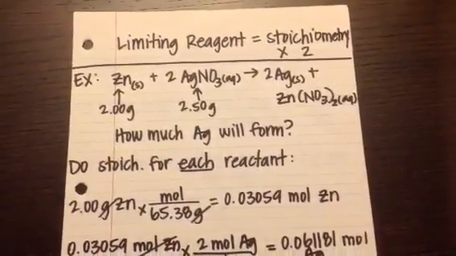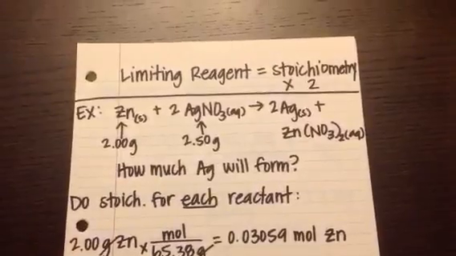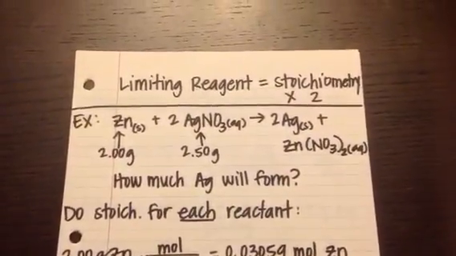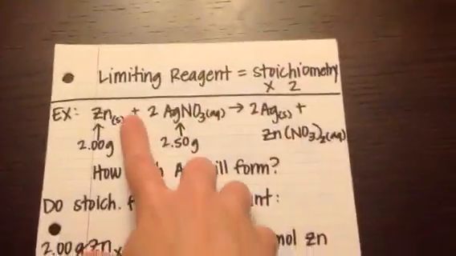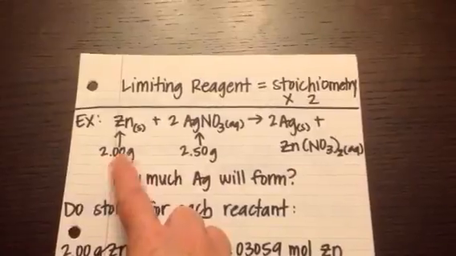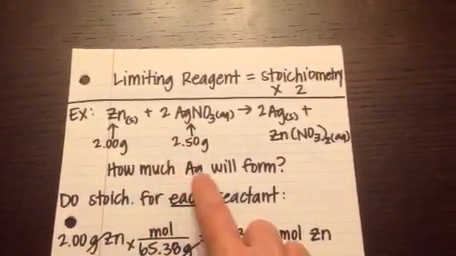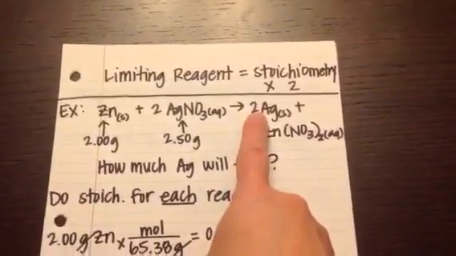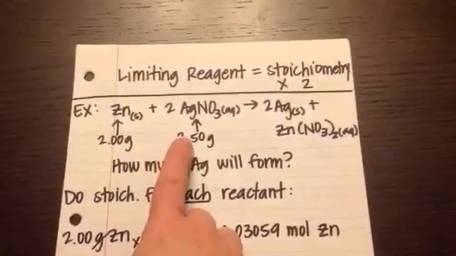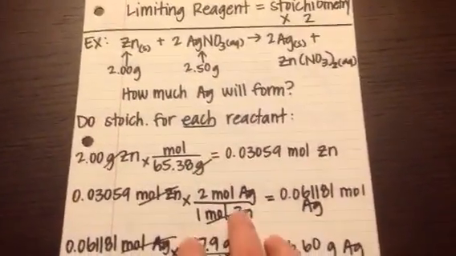The only difference between regular old stoichiometry and a limiting reagent problem is that when you're doing limiting reagent calculations, you just have to do your stoichiometry calculations twice. So for instance, if I have this reaction right here, I start with 2 grams of zinc and 2.5 grams of silver nitrate, and I want to know how much silver can I make in this reaction. Because I know the masses of both reactants, I have to do my stoichiometry calculations twice, once for each reactant.